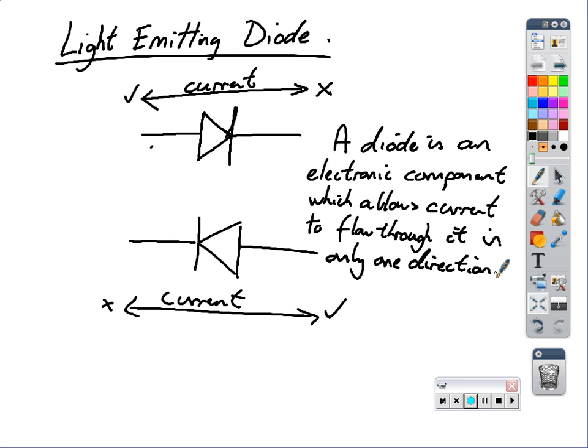Now, a diode is one thing, okay? A light emitting diode is simply the same diagram, but it emits light. Same component, but this time it allows light to come out when current flows through. If current is not flowing through it, it doesn't allow light out. It doesn't emit any light.